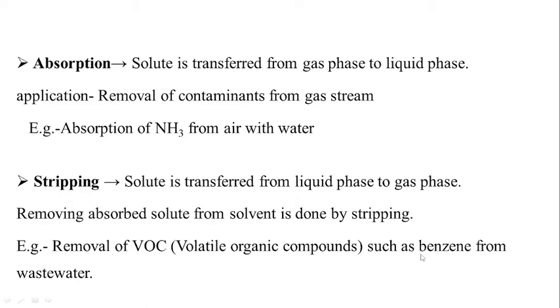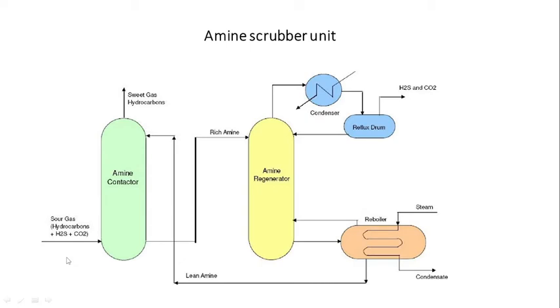This is an example of absorption. This is the absorption tower. The process is known as amine scrubbing. Diethanolamine is used for removing H2S and CO2 from a hydrocarbon mixture. First we pass pure amine, which is free of H2S and CO2, from the top of the tower. Then the H2S and CO2 will dissolve in the amine. After that, we get sweet gas, which is free of H2S and CO2.